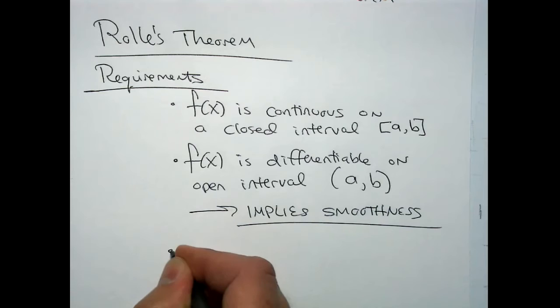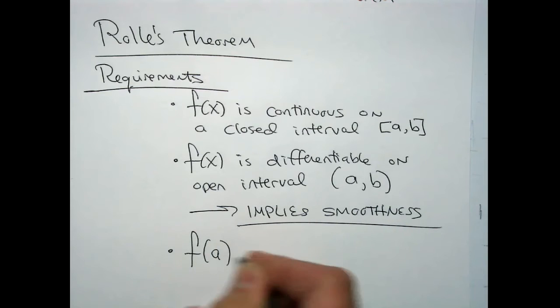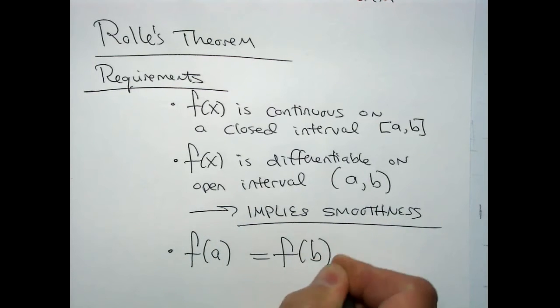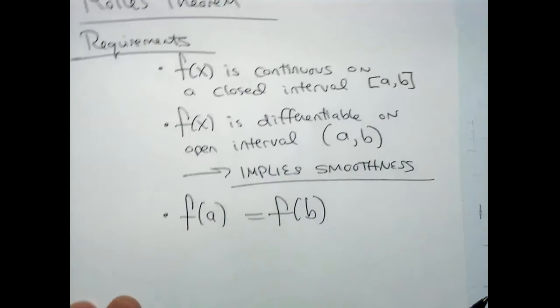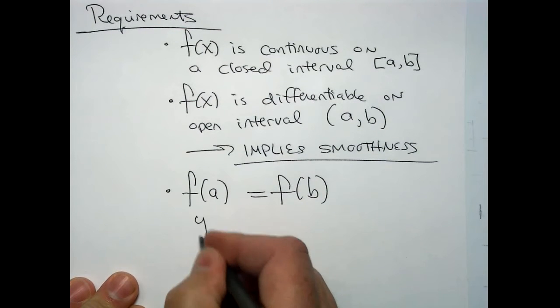And the last requirement is that f of A is equal to f of B. This is on a closed interval, and all it says is that the y values match.